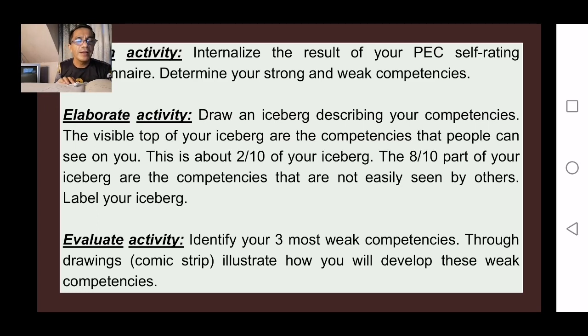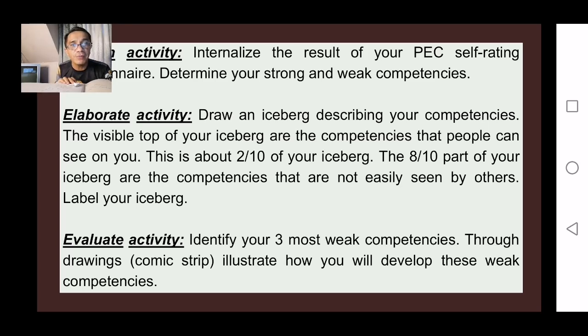Draw an iceberg. Ano bang iceberg? Di ba yung iceberg, malaking tipak ng yelo na lumulutang sa karagatan. Merong portion na nakalitaw sa surface ng karagatan. Merong malaking portion na nakalubog sa karagatan. So sabi nga rito, draw an iceberg describing your competencies. The visible top of your iceberg are the competencies that people can see on you. This is about 2 out of 10 of the iceberg.